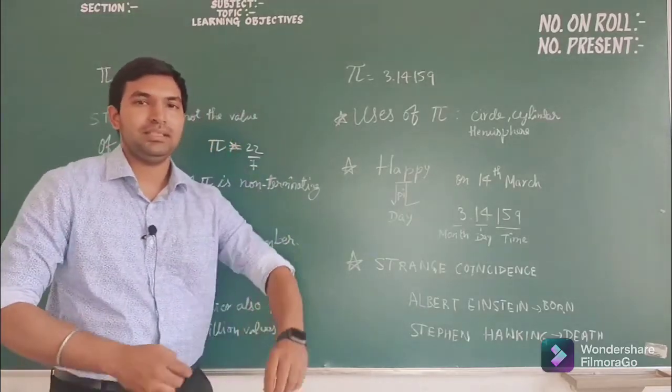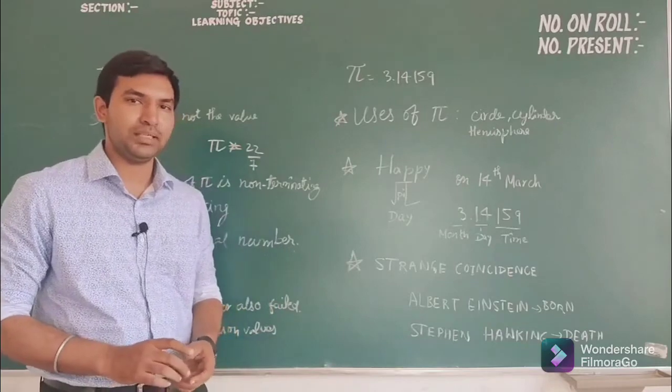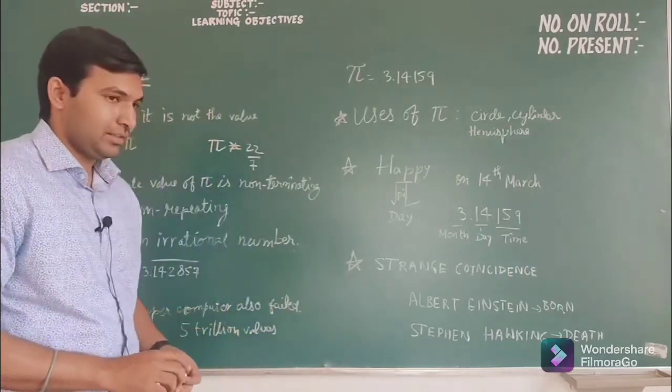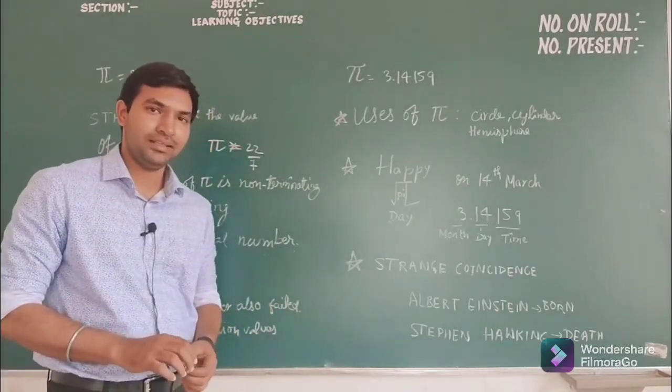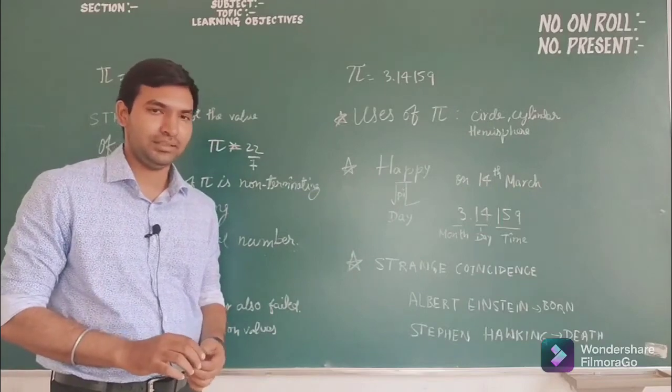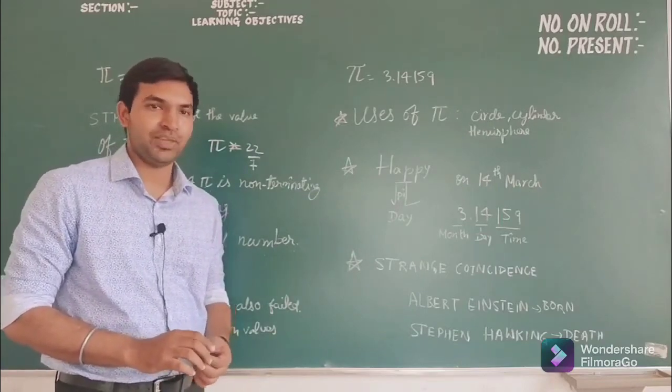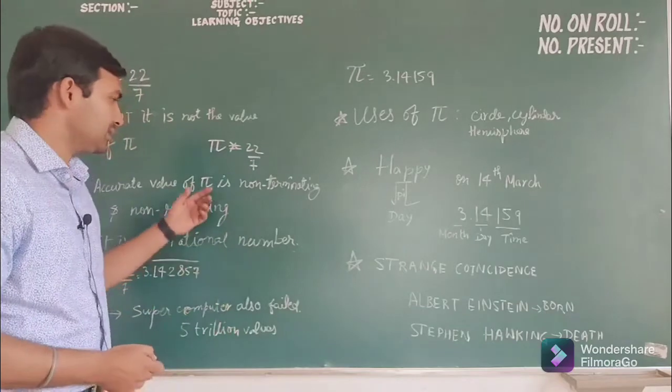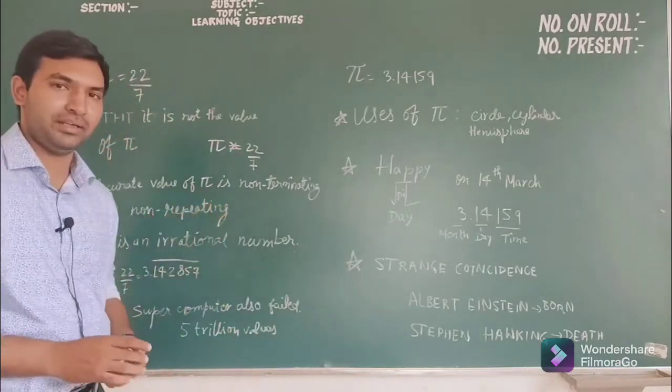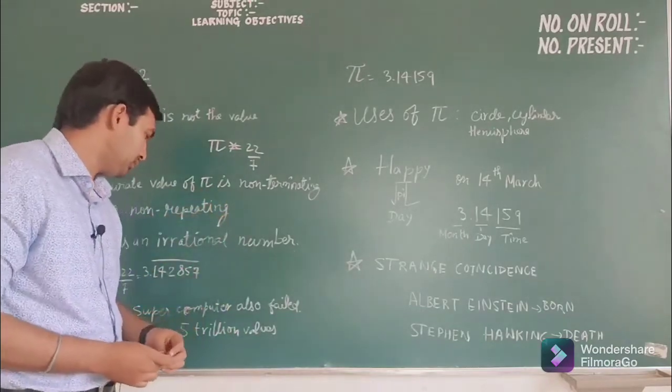So friends, we have seen the value of pi is 22/7, but you will be shocked to hear that this is not the value of pi. Yes, you heard it clearly. The value of pi is non-terminating and non-repeating. It is an irrational number, right?